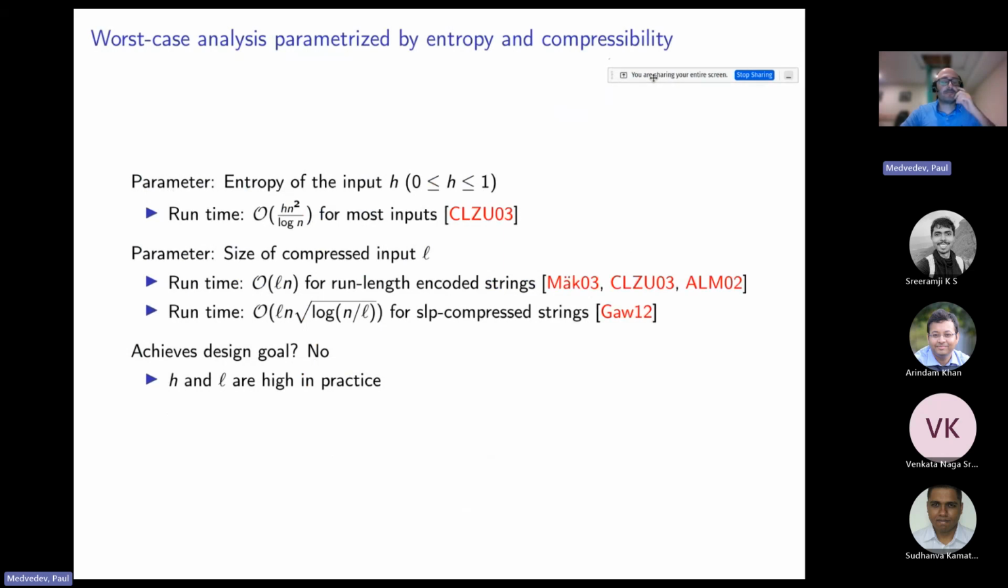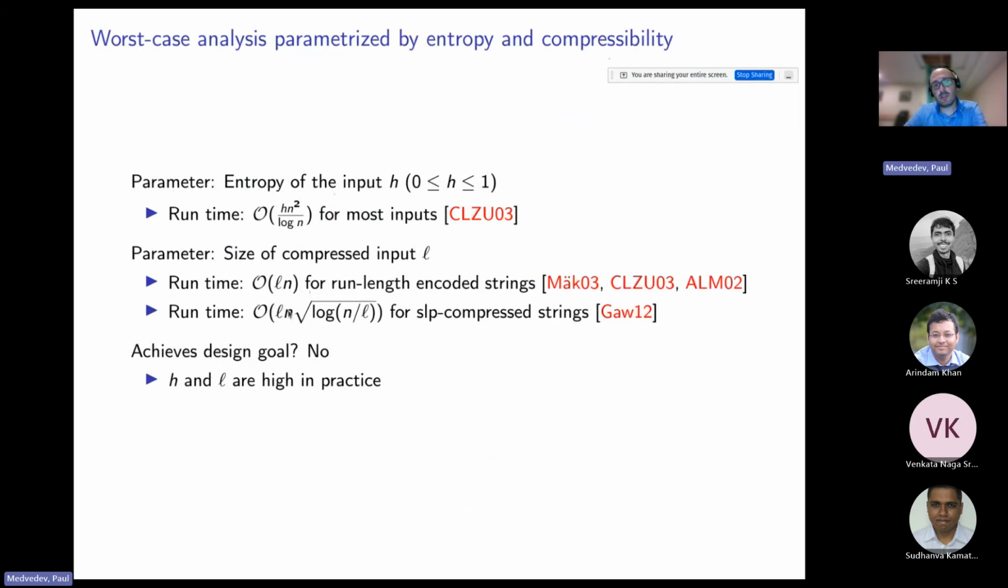You can also do worst case analysis parameterized by something else, not necessarily the edit distance. There have been attempts using entropy and compressibility of the sequence. For example, with entropy, if h is the entropy of the input, a number between 0 and 1, then you can get a running time of h n squared over log n. Similarly, if you compress the input and get a size of L, then you have algorithms with running time about L times n.